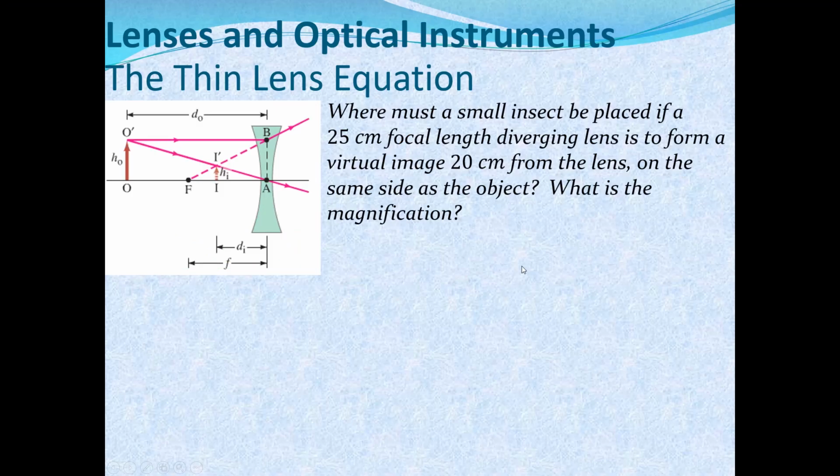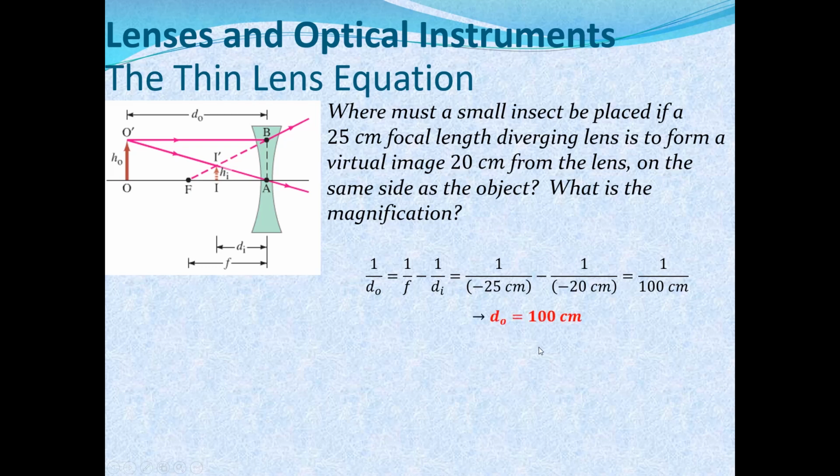All right. So when we plug our numbers in, again, making sure that we now make the focal length negative because this is a diverging lens, we get that the object distance is actually 100 centimeters. So this time we're actually doing something different. We're looking for the object distance rather than the image distance. We plug our other numbers into the magnification and we get 0.2.